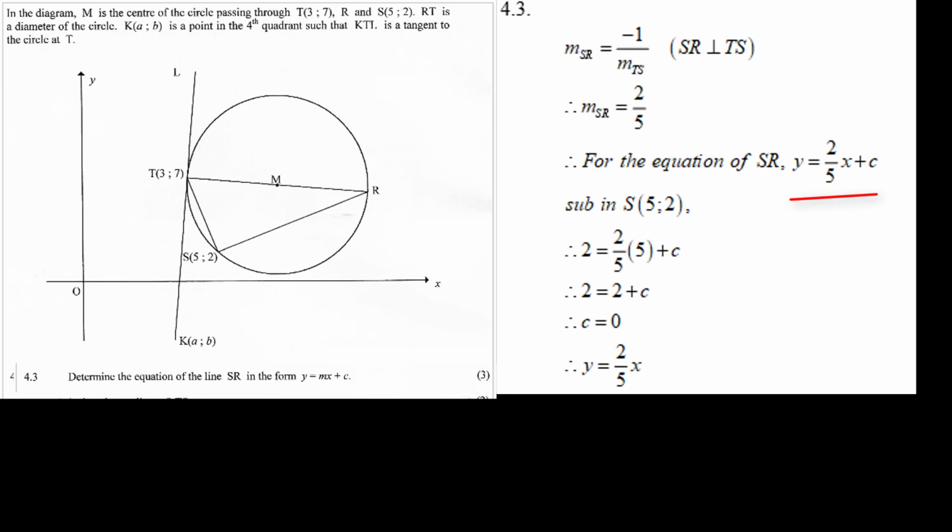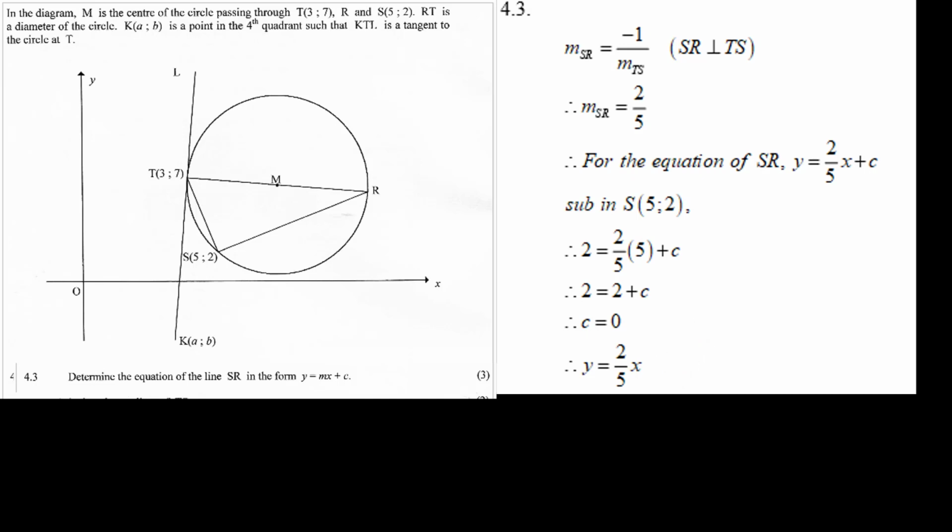And we know that this must go through the point S with coordinates 5, 2. Substitute in and solve for c, you get 2 equals 2 over 5 times 5 plus c, or 2 equals 2 plus c, therefore c equals 0. So the equation is y equals 2 over 5x.